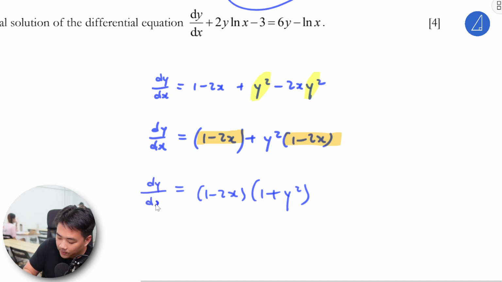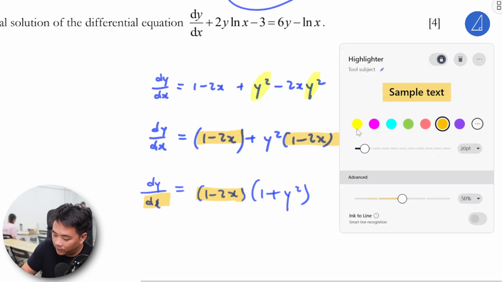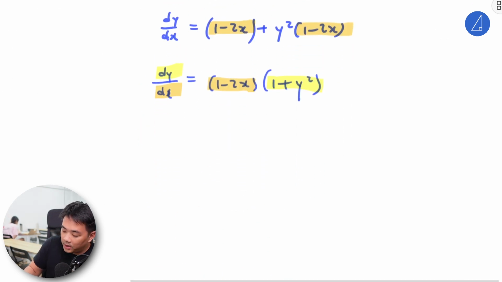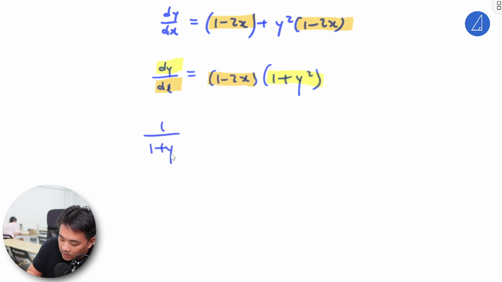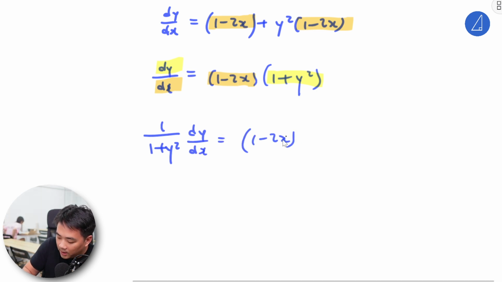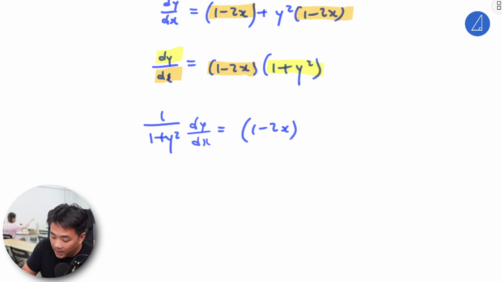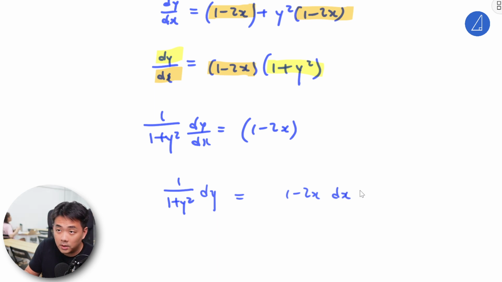Now, this is great. So what we're going to do next is just separate them. The x and dx on one side, and after which the y and dy on the other side. Then 1 plus y squared dy dx equals 1 minus 2x, and maybe we should put a dx here. Then this dx we just multiply to the other side. What we get is just 1 over 1 plus y squared dy equals 1 minus 2x dx. Then you just put the integral sign.